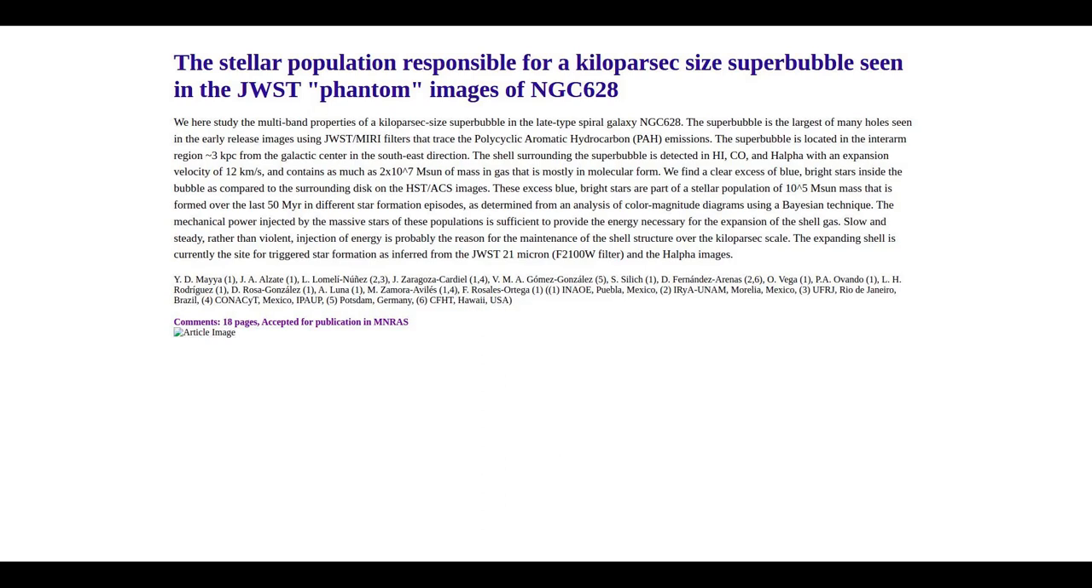The mechanical power injected by the massive stars of these populations is sufficient to provide the energy necessary for the expansion of the shell gas. Slow and steady, rather than violent, injection of energy is probably the reason for the maintenance of the shell structure over the kiloparsec scale. The expanding shell is currently the site for triggered star formation, as inferred from the JWST 21 micron and H-alpha images.